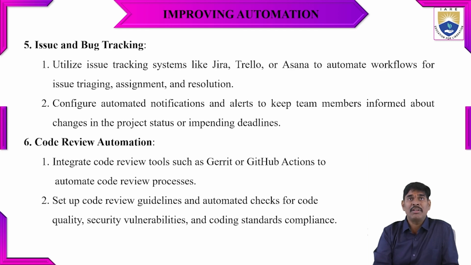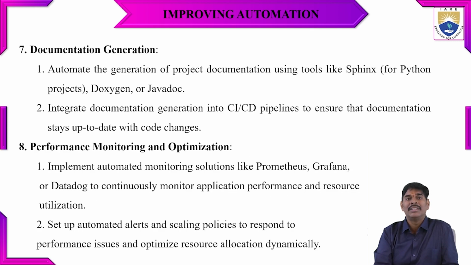Next one is code review automation. It integrates with tools such as Gerrit or GitHub Actions to automate the code review process, and it also sets up code review guidelines for the different types of code quality. It automatically checks security vulnerabilities and code standard compliance, in detail, against the different criteria in the code review automation.